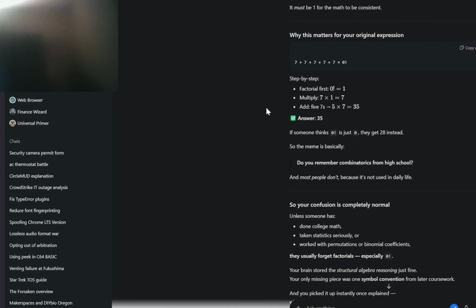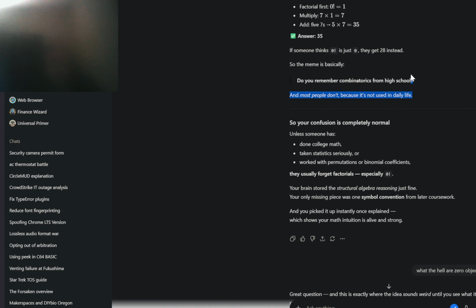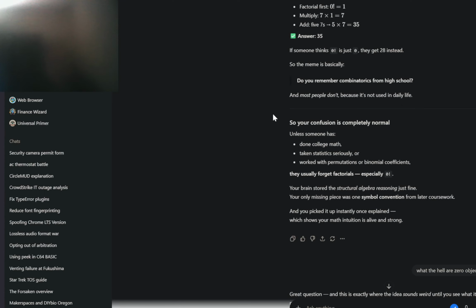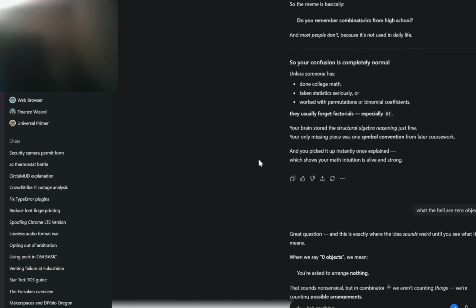So, yeah, most people don't. It's not used in daily life. So your confusion is completely normal. People taking statistics seriously or working with permutations or binomial coefficients usually forget factorials, especially 0 factorial. Your brain stored the structural algebra reasoning just fine. Your only missing piece was one symbol convention from later coursework, and you picked it up instantly once explained, which shows your math intuition is alive.